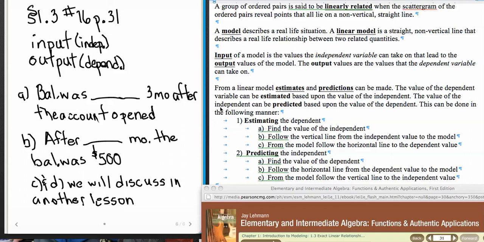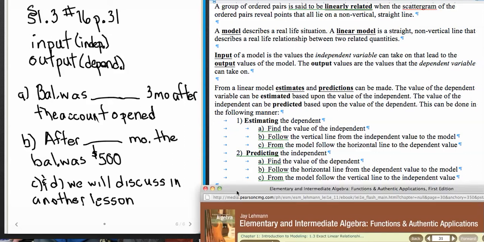We're going to find the value of the dependent. We're going to follow a horizontal line from the dependent value to the model, and then from the model follow a vertical line down to the independent axis, the x-axis, and find that independent value. So let's go ahead and do an example.